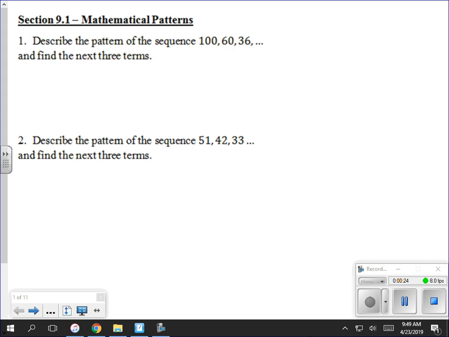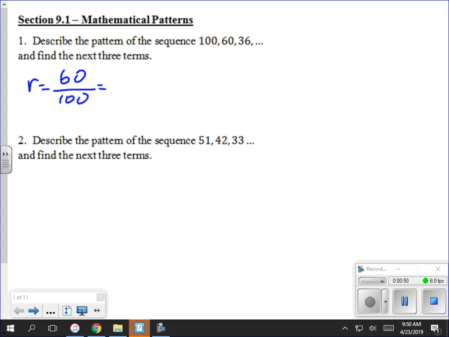So I want to look at it, and can I tell easily, is it by addition or subtraction? To go from 100 to 60, I would subtract 40. But 60 minus 40 is not 36, so it's not arithmetic. So I would assume that it's geometric. So I would want to find R, which is 60 over 100, and reduce that down.